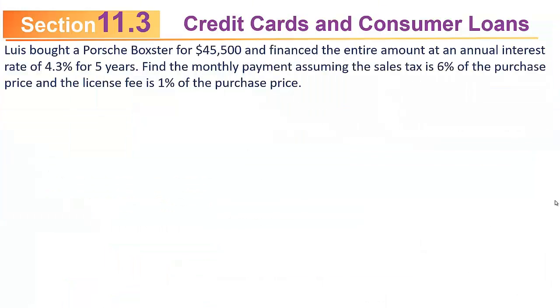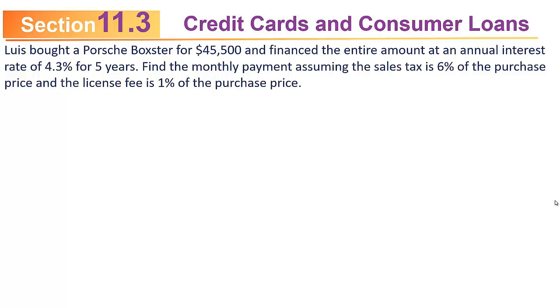How about this problem? Louise bought a Porsche Boxster for $45,500 and financed the entire amount at an annual interest rate of 4.3% for 5 years. Find the monthly payment assuming the sales tax is 6% of the purchase price and the license fee is 1% of the purchase price. So here they're just adding on a few more things that are going to affect how much you're actually going to borrow.